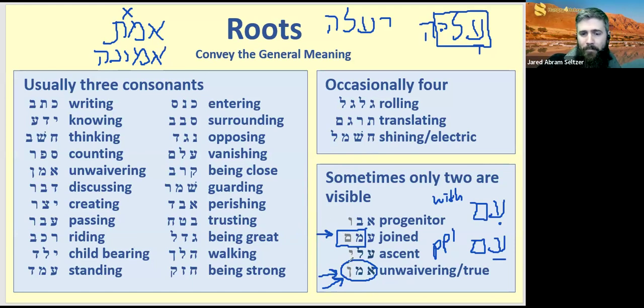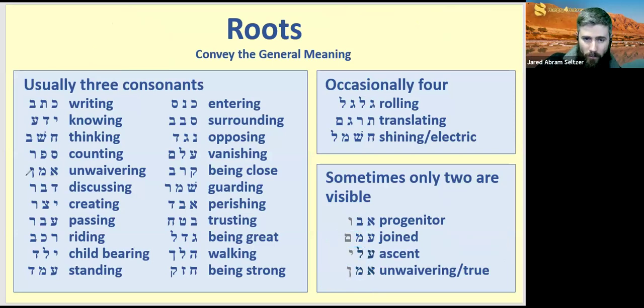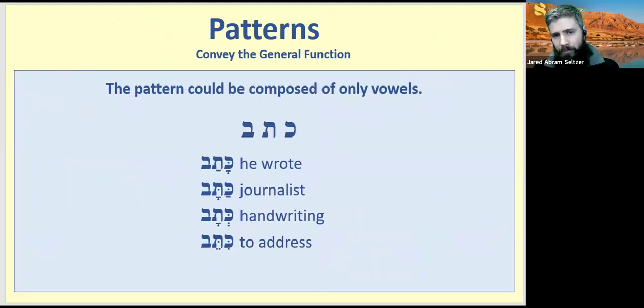Yod and Vav will vanish, but leave a trace in the vowels. They'll affect the vowels as they disappear. All right, so that's a quick overview of roots. We're looking for 3 root letters, sometimes 4, and sometimes a root letter will go missing. Now let's get into patterns.